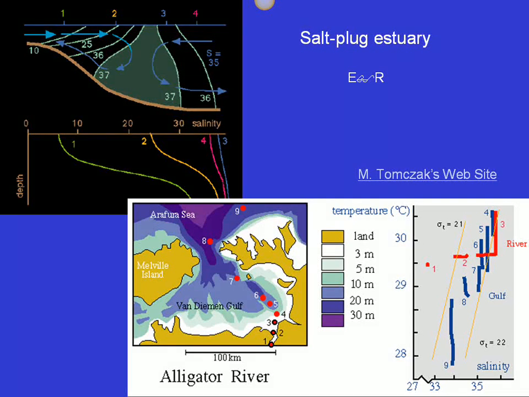And here's another type of estuary, a fascinating type of estuary that's called the salt plug estuary, in which the evaporation is approximately the same as the river discharge.